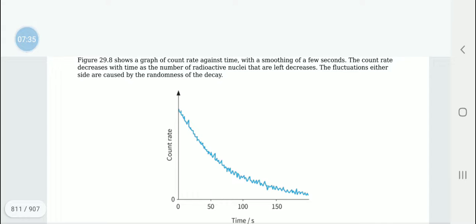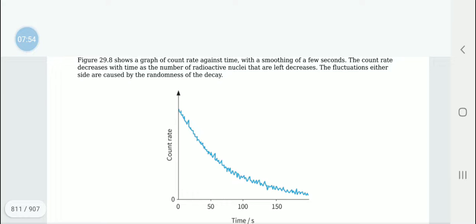It shows that the rate is reducing because the number of radioactive nuclei that are left is going to decrease. So as a result, the count rate would decrease.